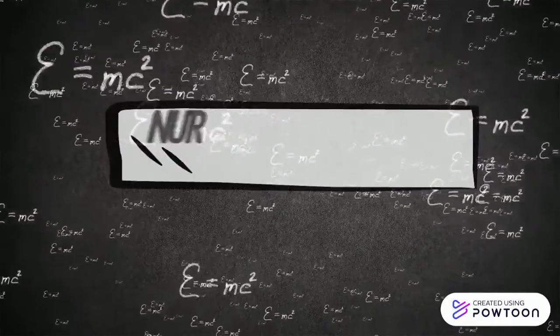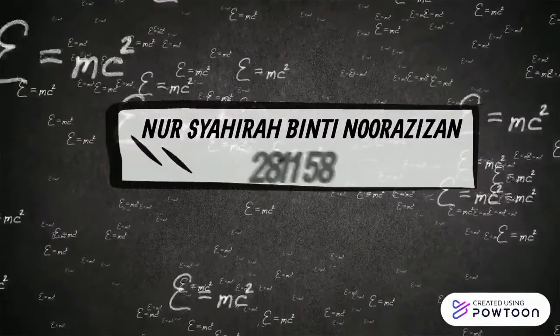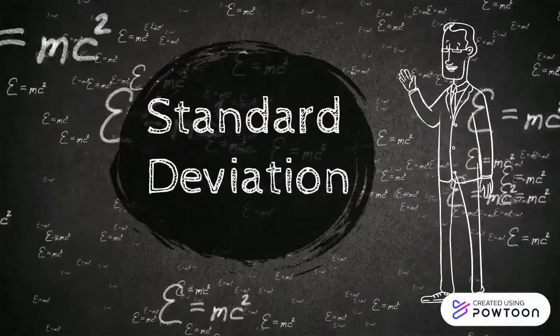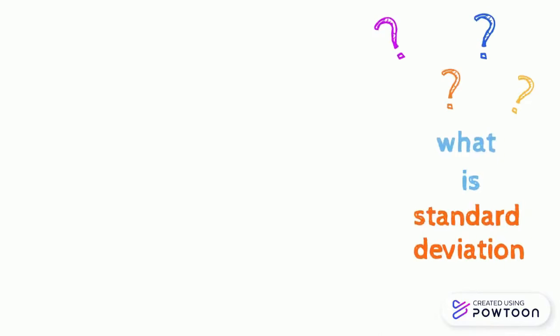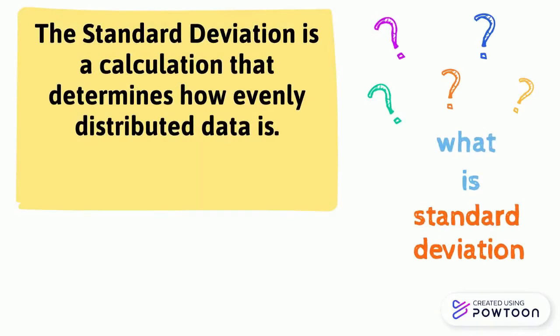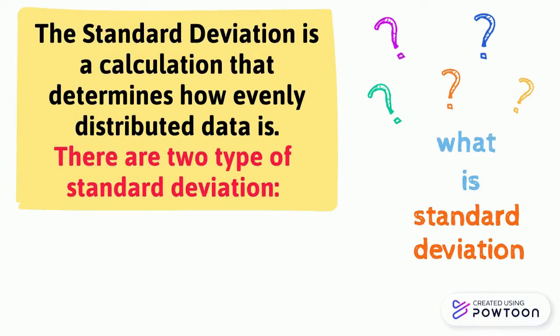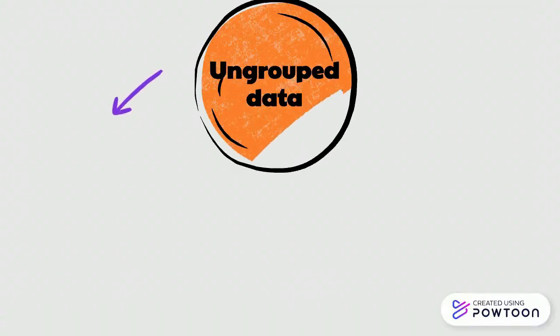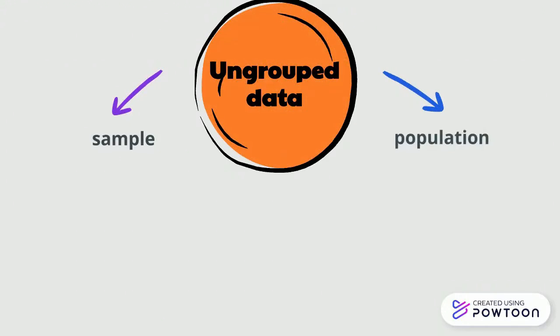I am Nur Syahirah Binti Noorazizan, metric number 281158, presenting standard deviation. What is standard deviation? Standard deviation is a calculation that determines how evenly distributed data is. There are two types of standard deviation, which are for ungrouped data and grouped data. There are two types of symbol and formula for ungrouped data, which are sample and population.